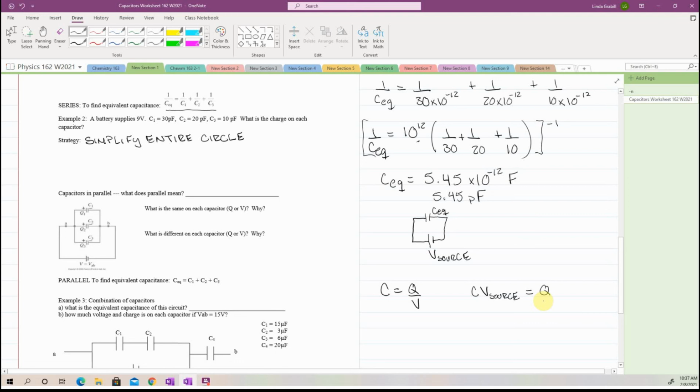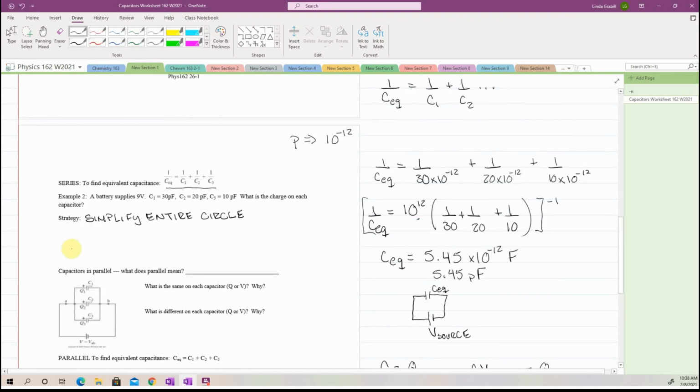Okay, so now we just button push that. What is my source? I don't think this gave it to me. Oh, 9 volt. So I will have 5.45 times 10 to the negative 12 farads times my voltage source of 9 volts. And that's going to give me 49 picocoulombs, if you will, or 10 to the negative 12 coulombs, is the amount of charge. So that's the amount of charge that I can get across each of these plates.